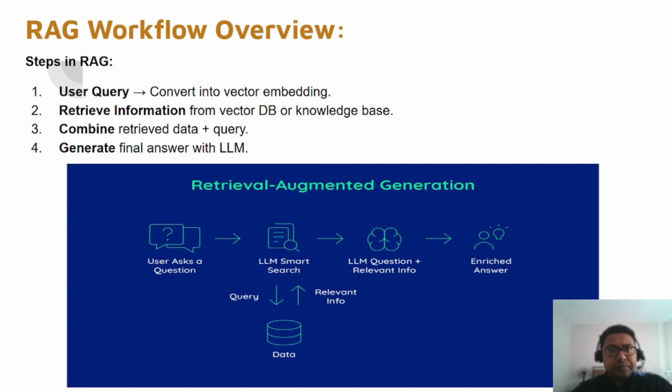So I hope you now understood the overall idea about RAG, and we'll move on to see how it works. This is the workflow overview: the steps in RAG. The first step is the user query. The user asks some query, say, what is the latest iPhone. That's the query. This overall process converts it into a vector embedding. We'll learn in future slides what a vector embedding is.